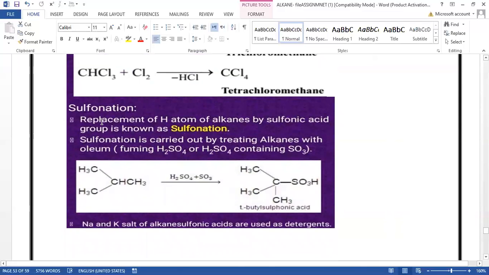This is sulfonation. In this reaction, what basically occurs is the replacement of a hydrogen atom of the alkane by the sulfonic acid group. This is all known as sulfonation. This is methane, the alkane, and under specific conditions we get the sulfonic acid. This is the sulfonic acid group added into the alkane.